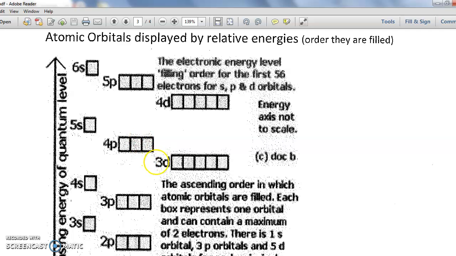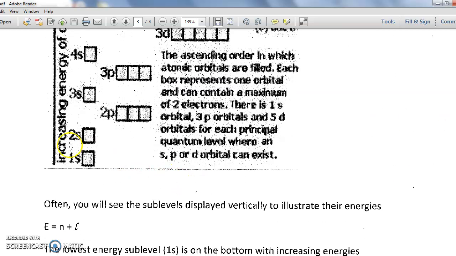But the tiebreaker was the first number. So we'd go 4S to 3D. 3D is lower than 4. Then we'd go to the 4P. The 4 is lower than 5. Then we'd go to the 5S, 4D, 5P, etc., etc. Aufbau says we're building up. We build from the bottom up.